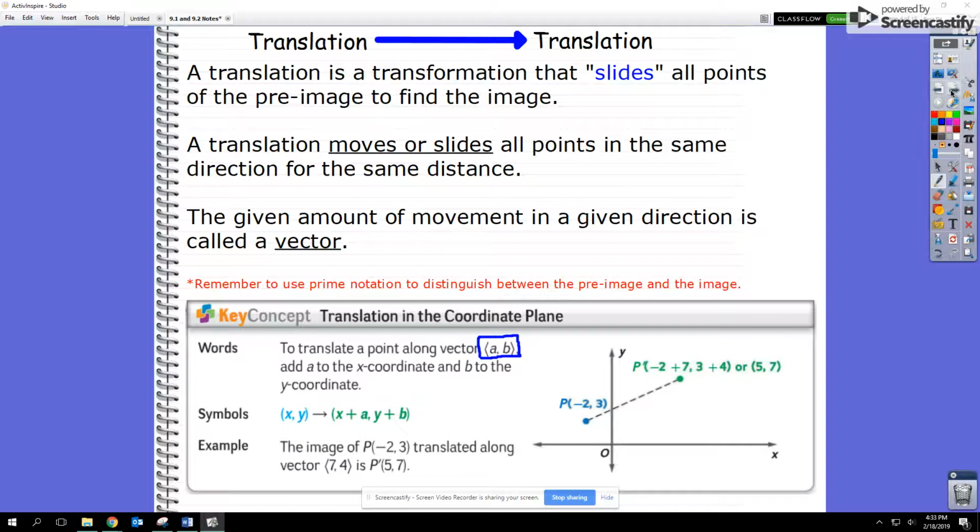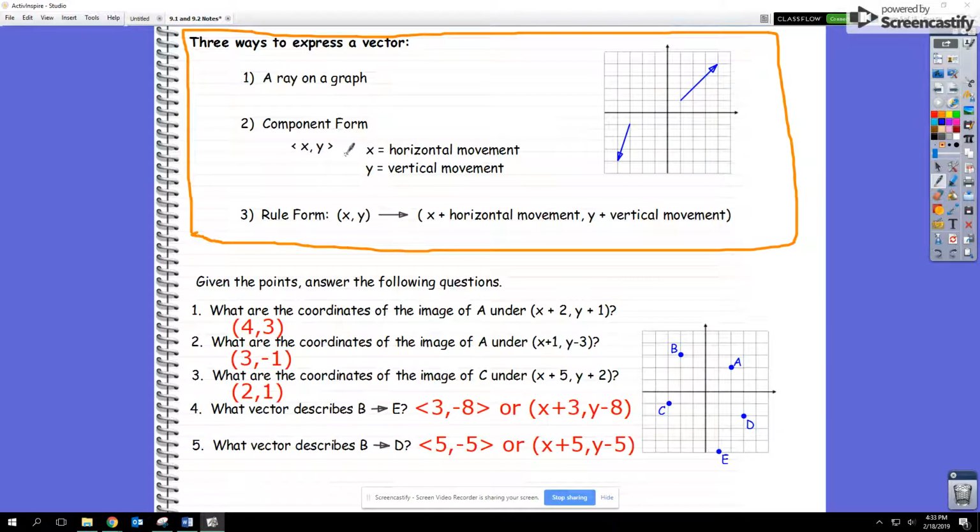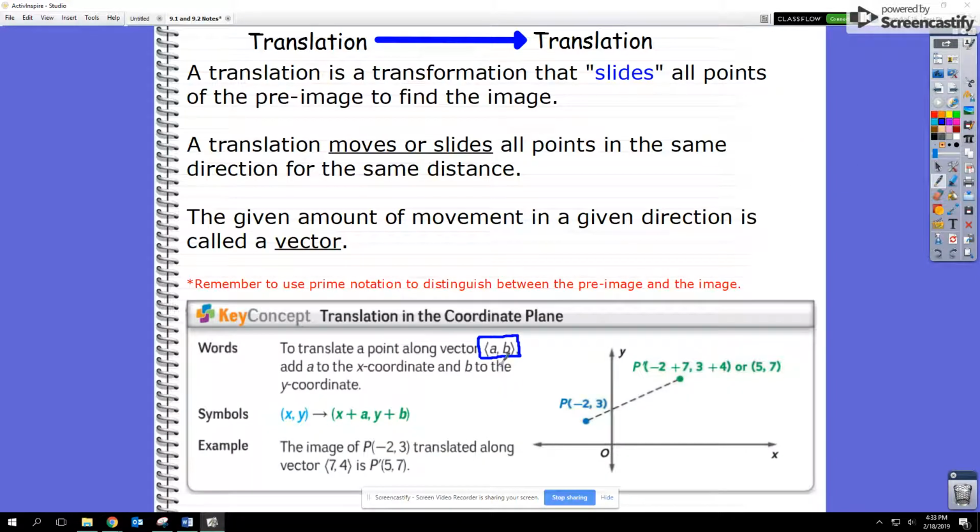So if we go back to our notes, and we look at what's inside the brackets, here they are. What's inside the brackets are movements, horizontal movement first, vertical movement second. And so what this is saying is that we're going to move A units horizontally and B units vertically. And so that's where this comes from, and I've got this highlighted in orange.